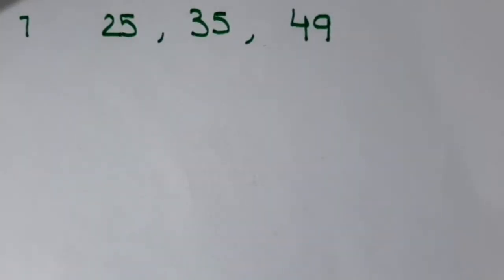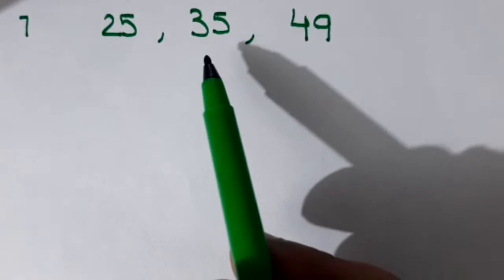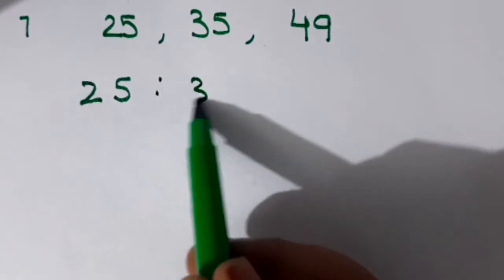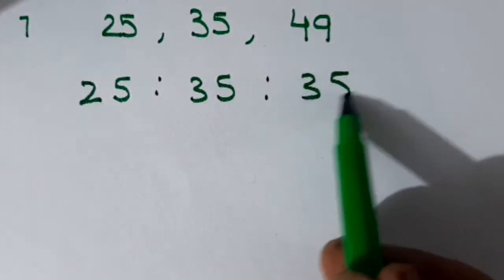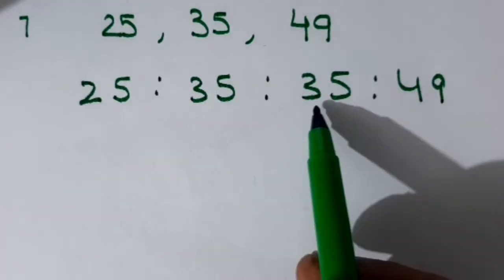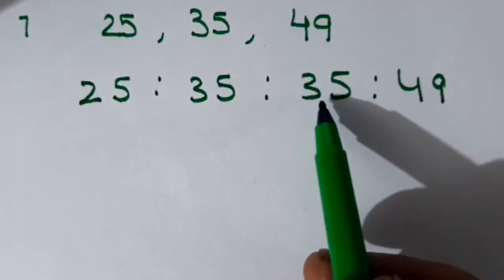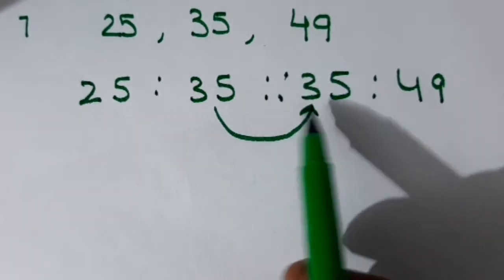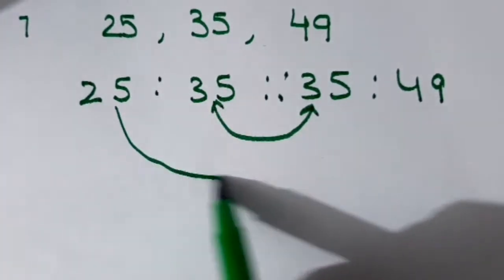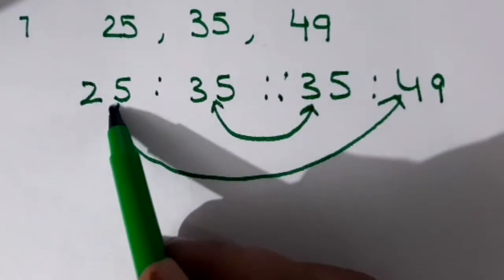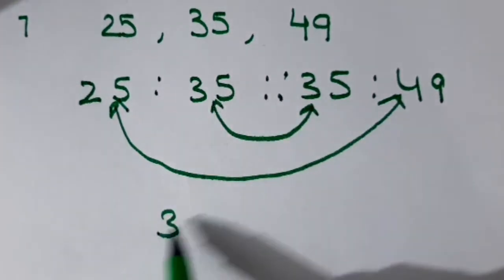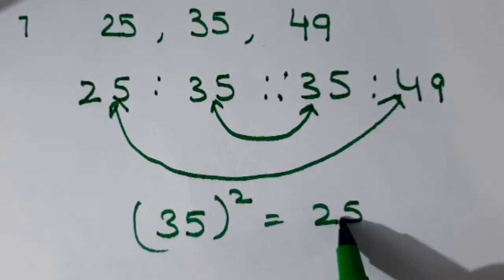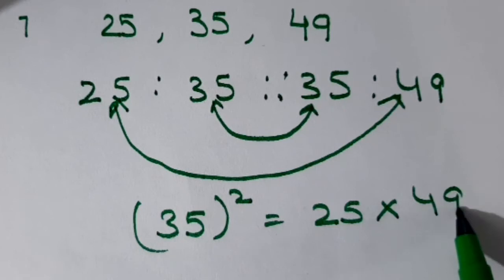Now come to question number 7. It is given that 25, 35, 49 are in continued proportion. It means my second and third term is same. See here, my second and third term should be same. That is, if second term is 35, so third term will also be 35. Since they are in continued proportion, it means product of means is equal to product of extremes. So, product of means is 35 into 35, that is 35 square. Then it is 25 into 49.